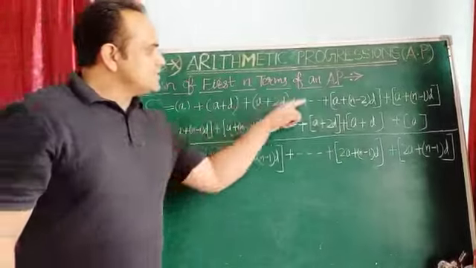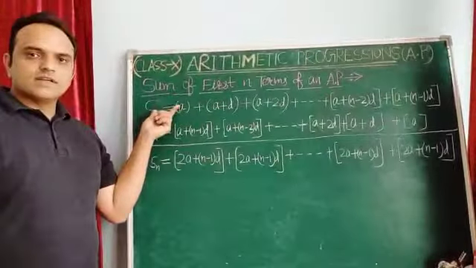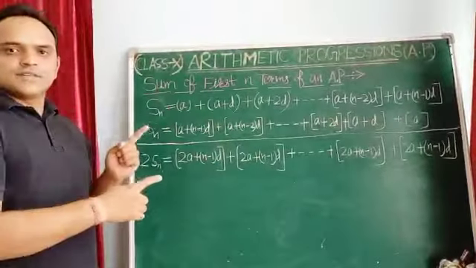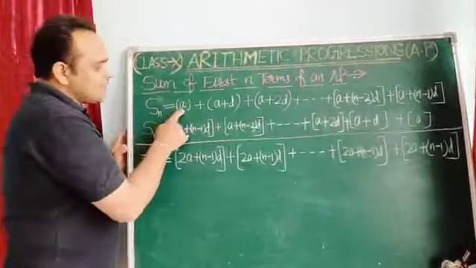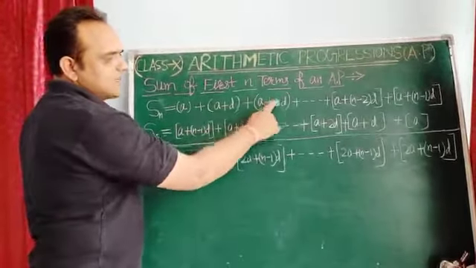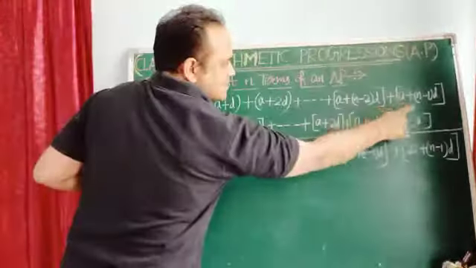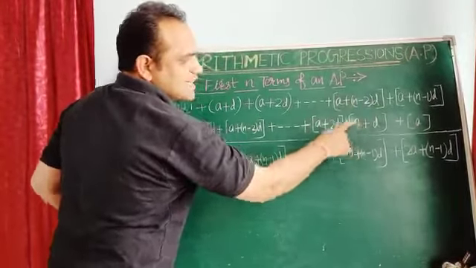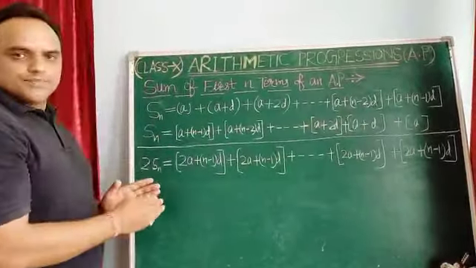In the first line you see there are n number of terms, and we have written these n terms in reverse order. Now we will add the first term to the first term, second term to the second term, third to the third term, last term to the last term, and so on. We will add this way.